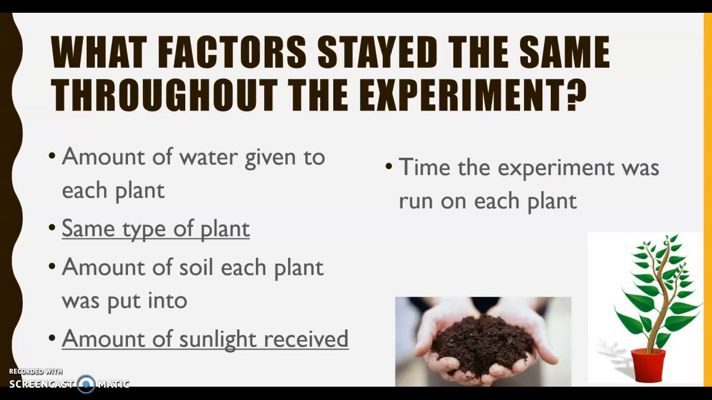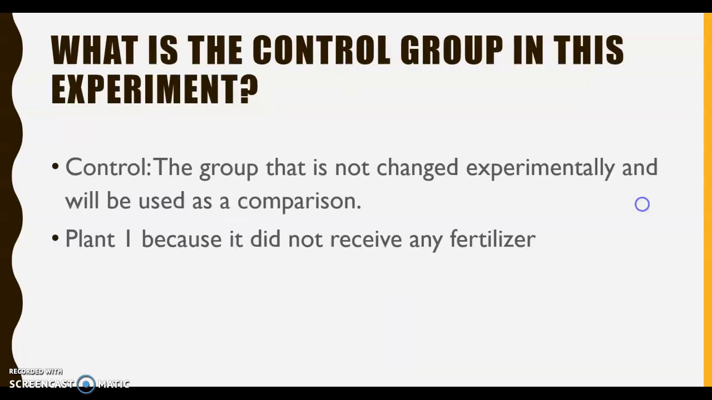Some things stay the same throughout the whole experiment, whether it's the amount of water you give to the plant, the type of soil, the sunlight, the size of the pot. So a bunch of things need to stay constant while you're doing this experiment because what you cannot do is have an experiment where you're changing everything. The control group is a group that is not changed experimentally. So if you're testing how well a fertilizer works, you have a group that doesn't use any fertilizer.